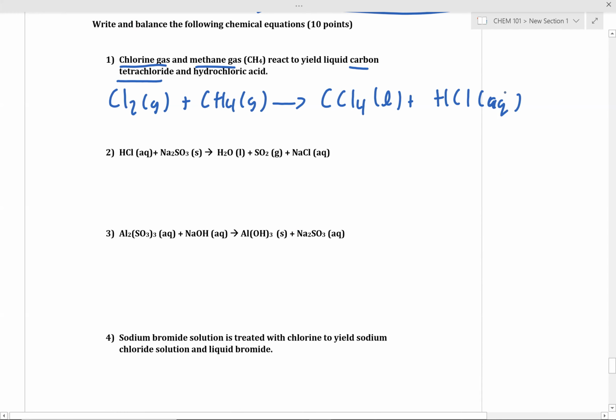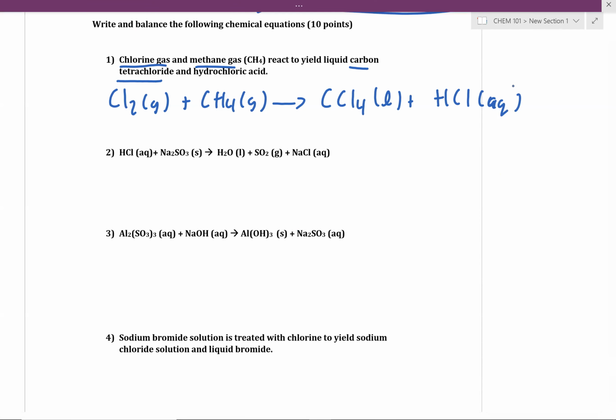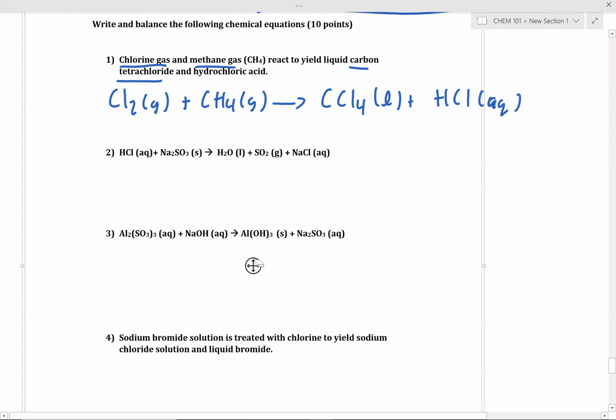Okay, we now have to adjust our coefficients. So looking at this, we have how many hydrogens on the left? 4. So how many do we need on the right? So what coefficient do we put? 4. We have how many total chlorines on the right? 8. 4 plus 4 gives us 8. So in order to match our 8 chlorines on the right, what coefficient in front of Cl2 do we need? 4. Exactly right.